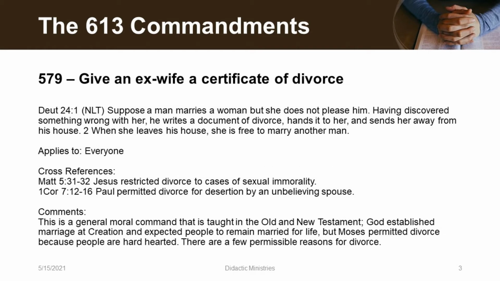Commandment 579. Give an ex-wife a certificate of divorce. Deuteronomy chapter 24, verse 1 says, "Suppose a man marries a woman, but she does not please him. Having discovered something wrong with her, he writes a document of divorce, hands it to her, and sends her away from his house. When she leaves his house, she is free to marry another man."